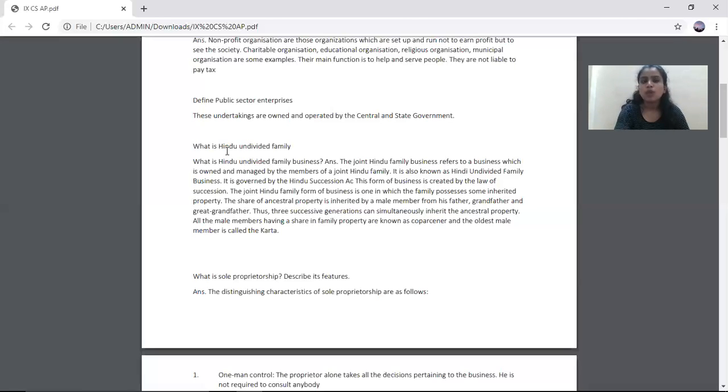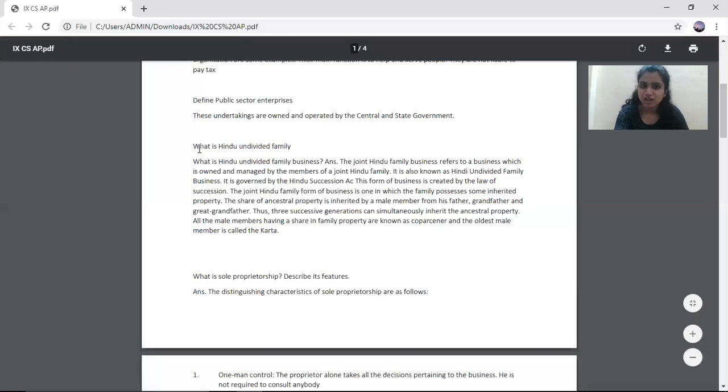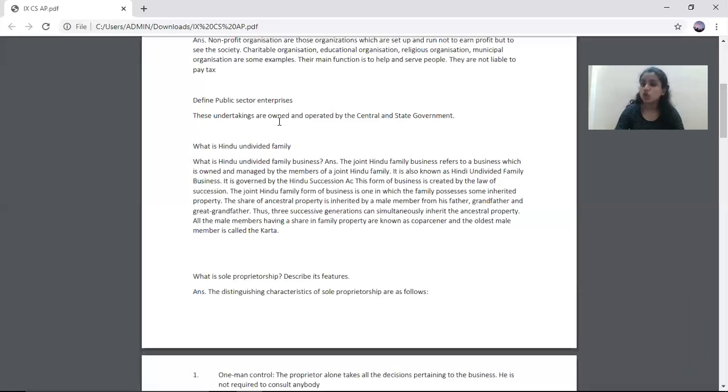Now, once you've written all of that, you earn your 2 marks. You can also add one more point if you wish to, that the motive of a public sector enterprise is not to earn profit, but to provide welfare to the public. So you can add as many points as you wish to. But whatever meaning or definition that you write, it has to be word to word.